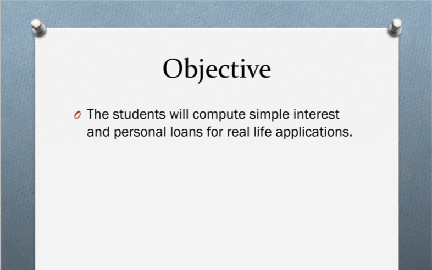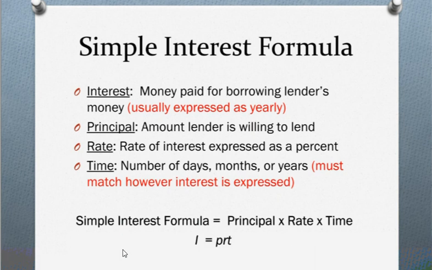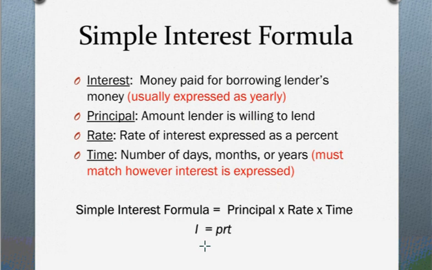Okay? So interest has a formula, and it's this formula right down here. It's called I equals PRT. So I stands for the interest that you have. That's the money that you borrow. P is the principal. Principal means the amount of money that you're borrowing. If you take out $1,000 from the bank, then your principal is $1,000. That's the first amount of money that you're starting with.